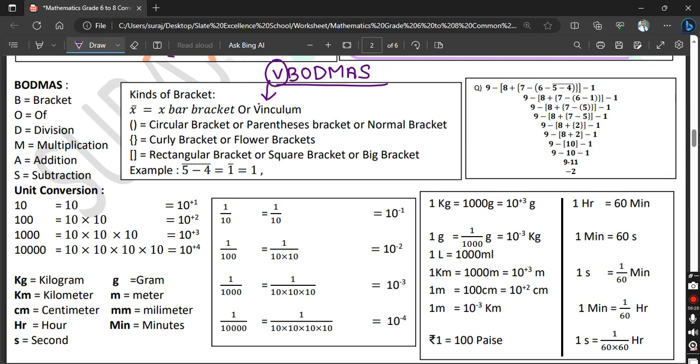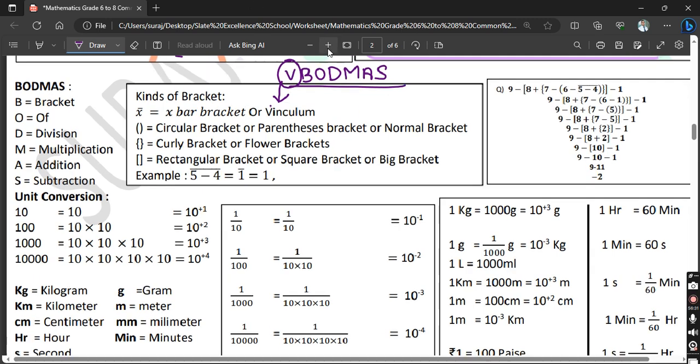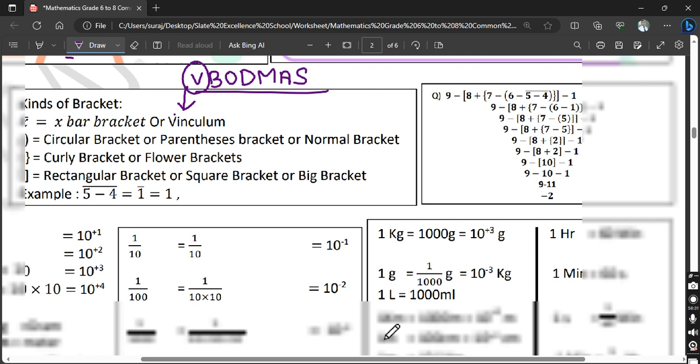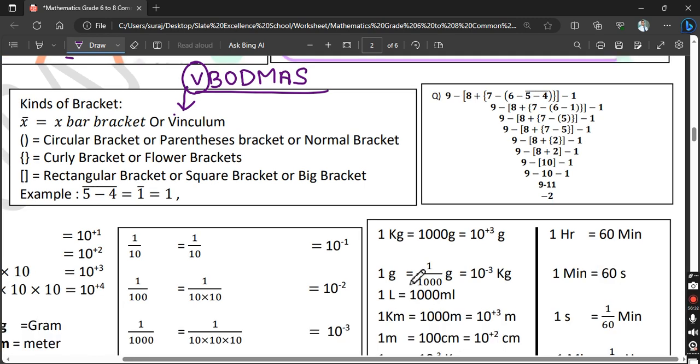On the right side I already created one problem. Let me zoom in a little bit so that it will be easy for you to understand. I hope now it is clear for you. First they are using a circular bracket. In our examination or anywhere, when I need to use a bracket, the circular bracket is also called a parenthesis bracket, also a normal bracket, because every time we use the same bracket.